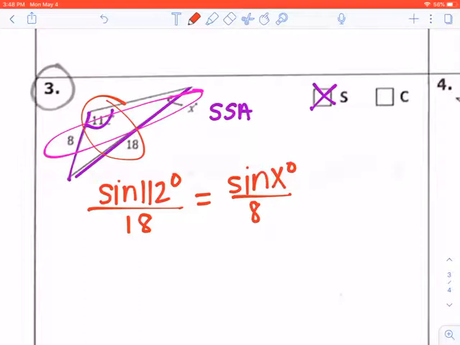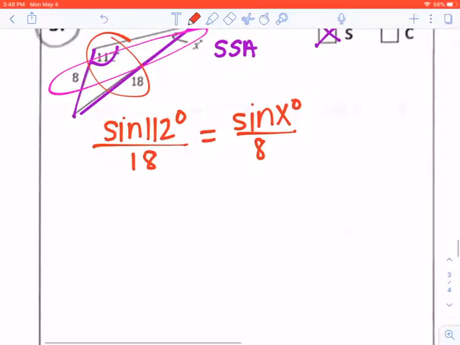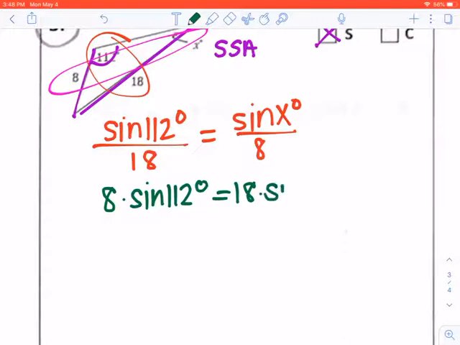If you tried to do law of cosines, you'd probably see that you're missing information and it doesn't work. You'll have two variables, for instance, in your equation, and you'll see you can't do that. So sometimes if you have it wrong, maybe it's because you picked the wrong formula. For these ones, we cross multiply, so that's 8 times sine 112 equals 18 times the sine of x. I will divide by 18 on both sides.